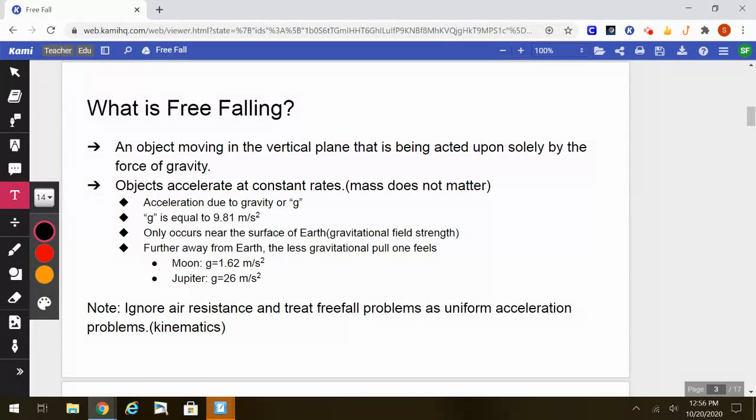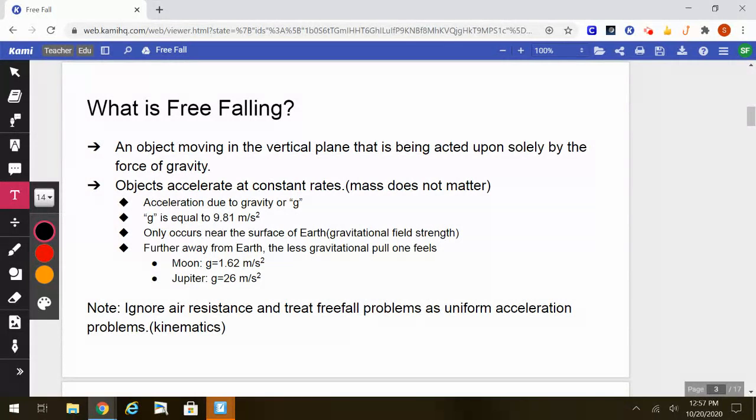Now, we only really experience gravity close to the surface of the Earth, right? That's due to the gravitational field strength. The further away you go from Earth, the less gravitational pull you will feel. On the moon, gravity is 1.62 meters per second squared. Gravity here is 9.81 meters per second squared. And then you have Jupiter. Jupiter is 26 meters per second squared. Now, 26 meters per second squared is enough pull that you will be crushed if you went to Jupiter.